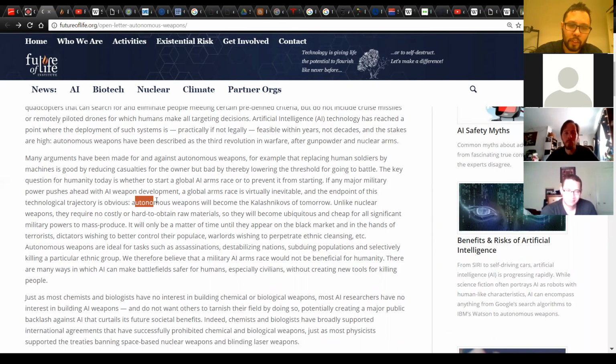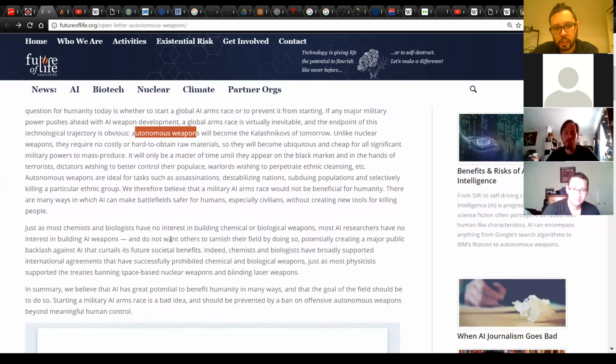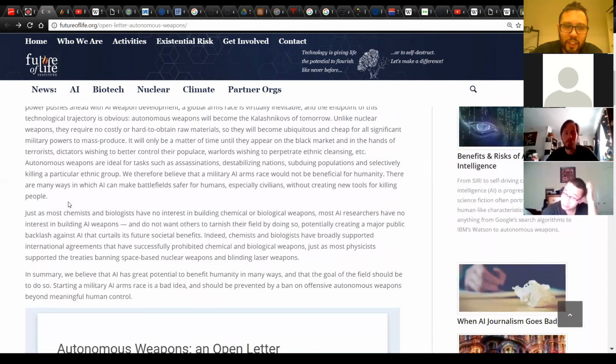But autonomous weapons can have the same kind of impact on the level of nuclear weapons in terms of the capacity for mass killing very cheaply large groups of people. So they say, just as chemists and biologists have no interest in building biological or chemical weapons, most AI researchers have no interest in building AI weapons and do not want to tarnish their field by doing so, potentially creating a major public backlash against AI that curtails its future societal benefits.